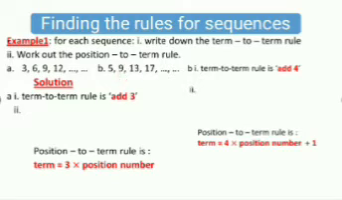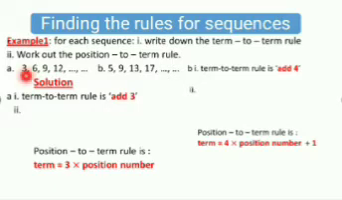Is that clear? We are given sequence A: 3, 6, 9, 12, and sequence B: 5, 9, 13, 17. Let's take sequence A first. The term to term rule here is add 3 because the numbers in this sequence are increasing by 3 each time. Is that clear? So that's why the term to term rule is add 3.